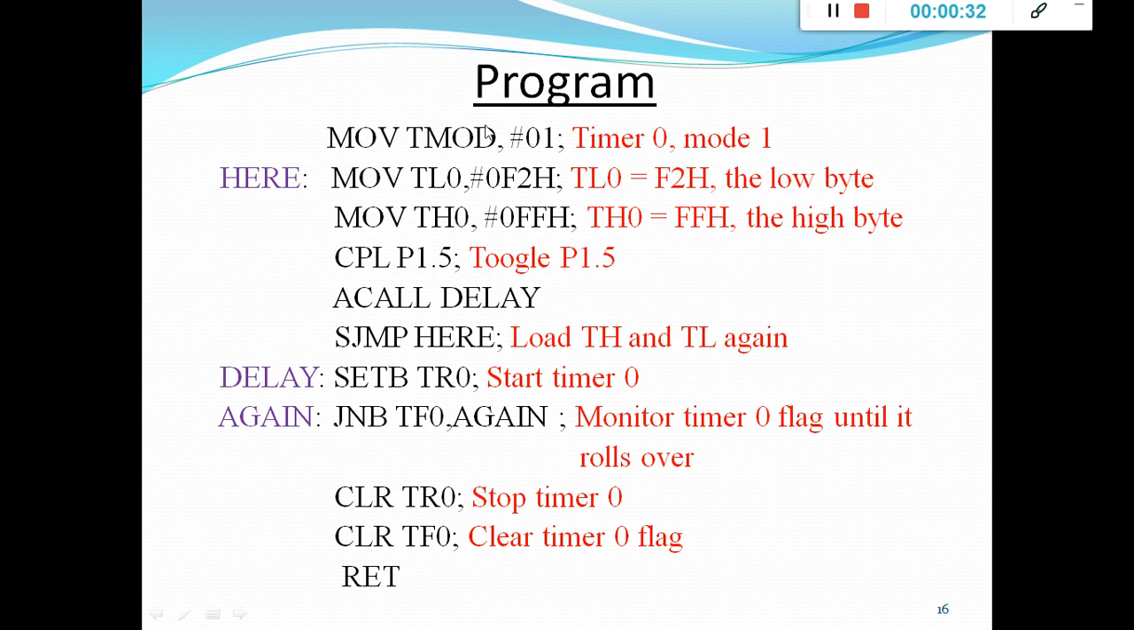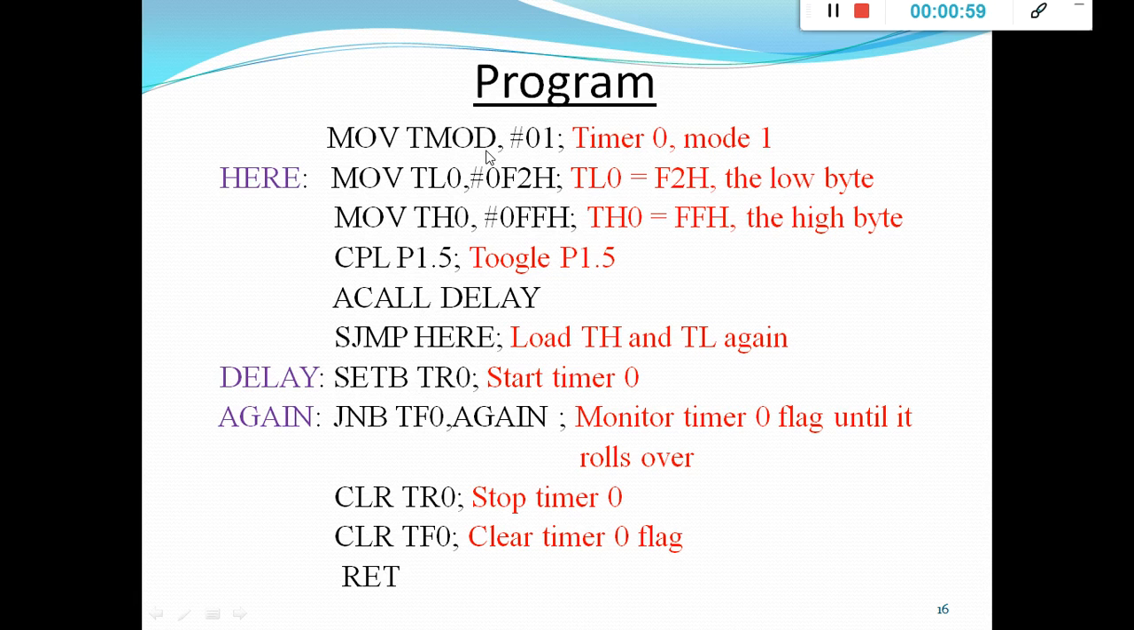So this is a timer program for timer 0 and mode 1. In the previous video the statement was given that you have to generate a square wave of 50% duty cycle in port 1.5, that is port 1 fifth bit. This is the program we discussed. Before writing any timer program, you have to select which timer you are going to use and which mode you are going to use.